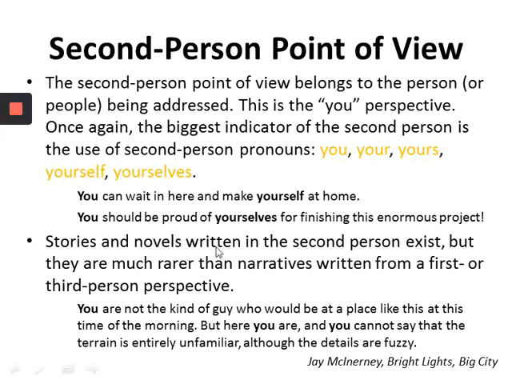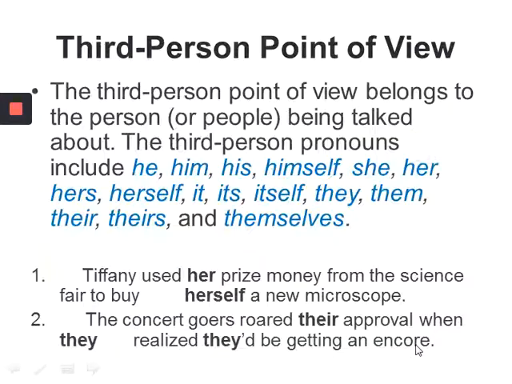Now, stories and novels written in the second person exist, but they are much rarer than narratives written from a first or third person perspective. The example I've chosen over here is from Bright Lights, Big City by Jay McInerney. And here it goes. You are not the kind of guy who would be at a place like this at this time of the morning. But here you are, and you cannot say that the terrain is entirely unfamiliar, although the details are fuzzy.